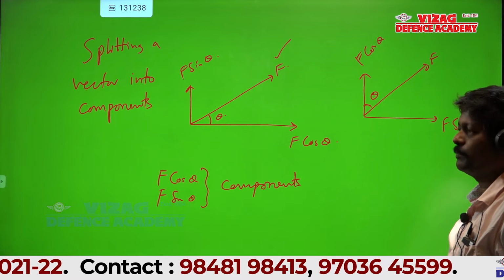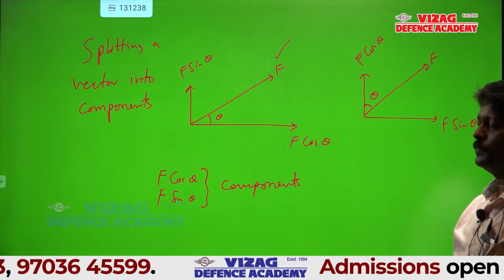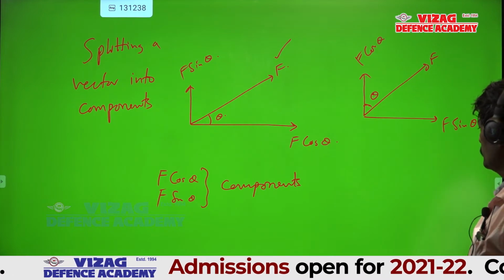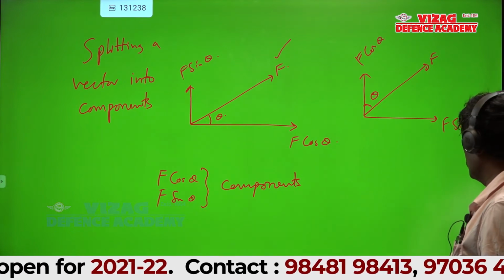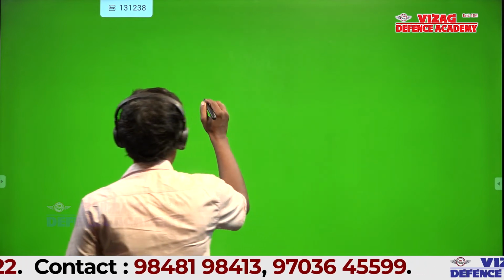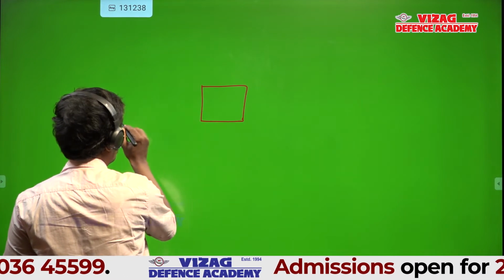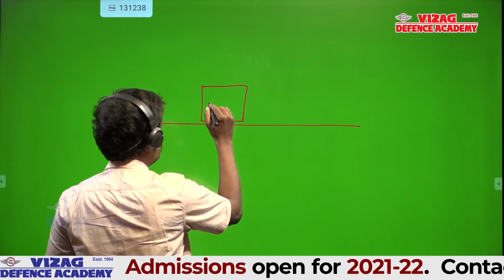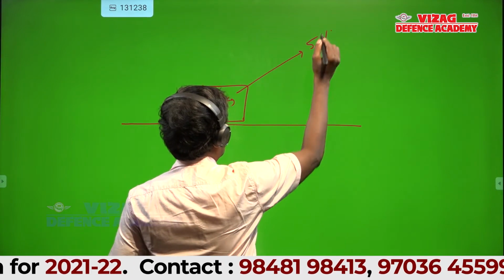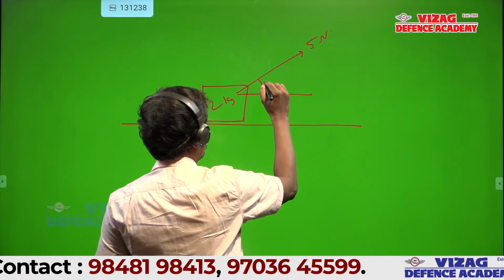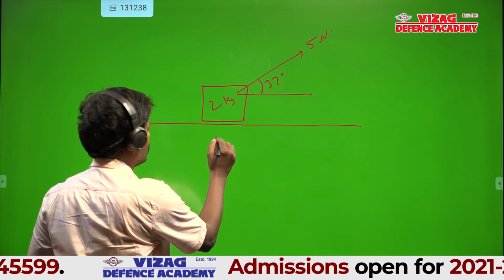Now, when we do an example, then you will understand how important this splitting of a vector is. Now, listen. I will take a body of two kg. I applied a force of 5 Newton at an angle of 37 degree. This is a smooth surface.